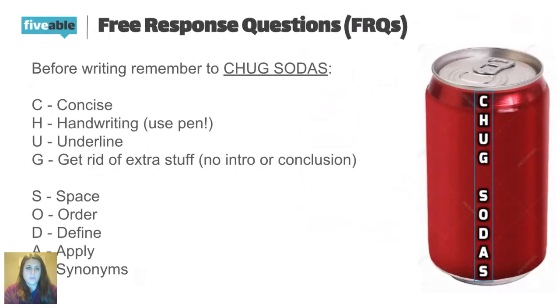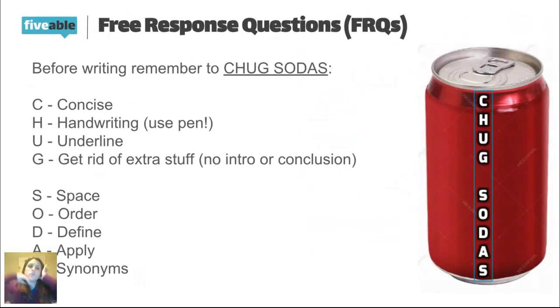All right, so moving on to our free response question. So typically, each unit, when I give free response questions, I'm just giving my students a question that pertains to the actual unit we're in. But when it gets time for the AP test or studying for finals, then that's going to be a cumulative FRQ. So there's going to be terms on it from multiple units. So before we jump into the content, let's just really briefly review the CHUG SODA acronym.